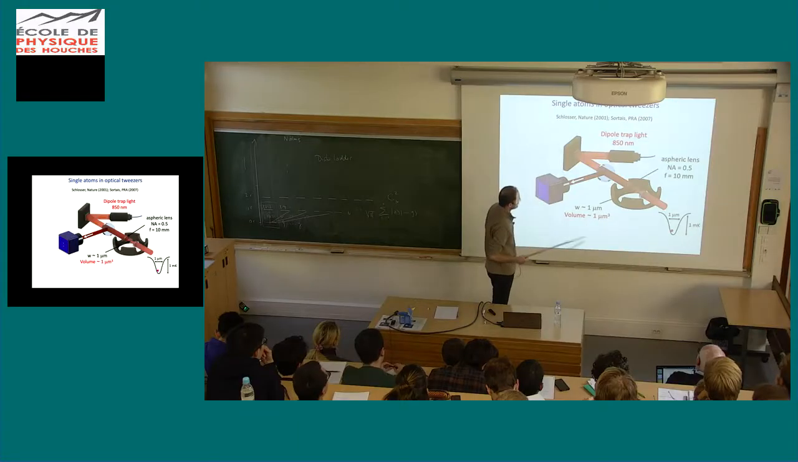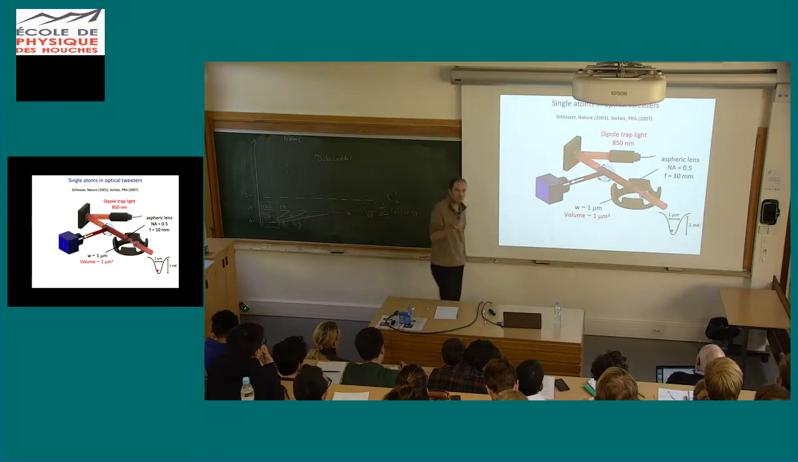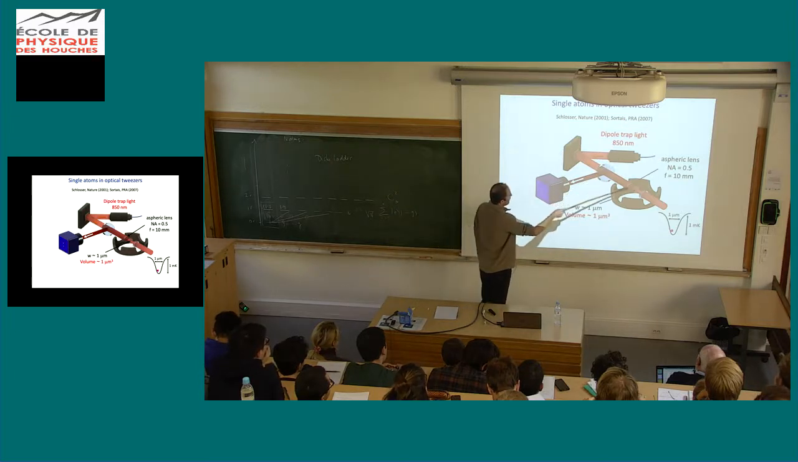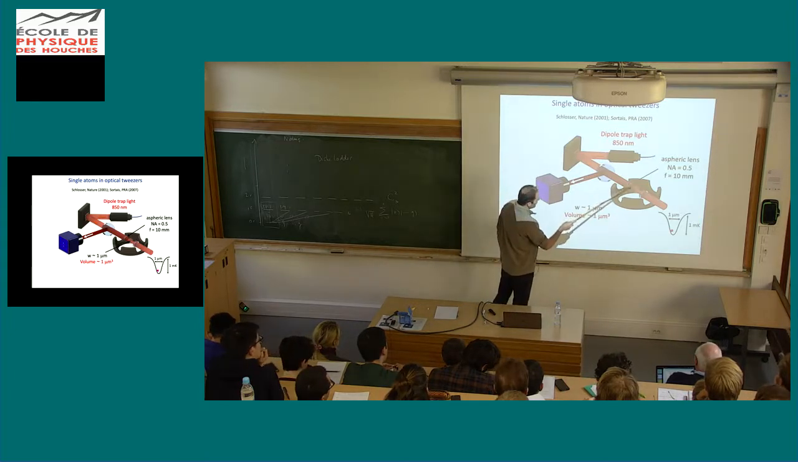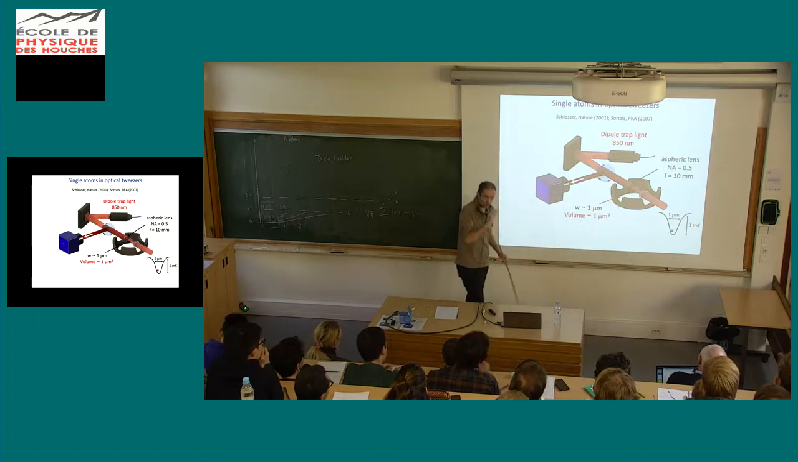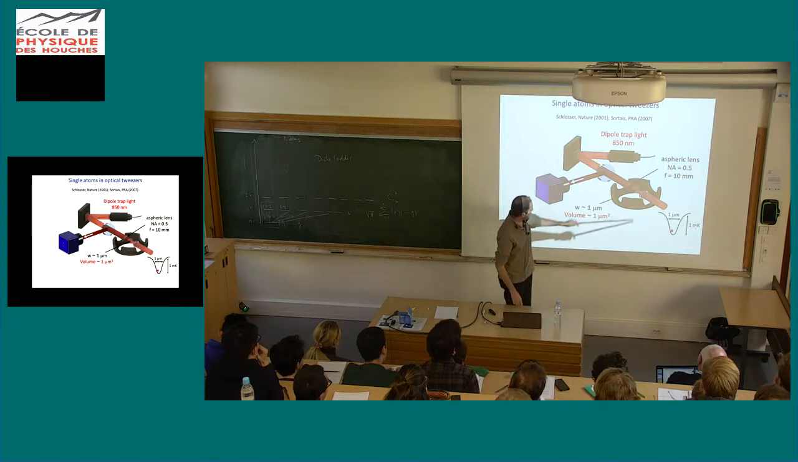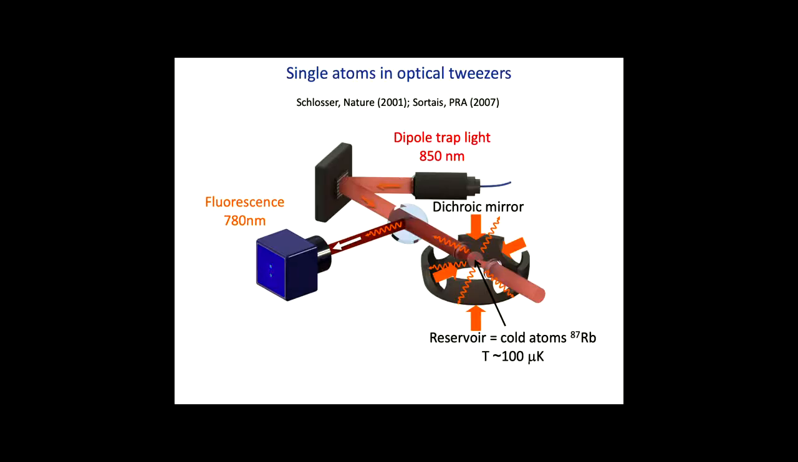So this is a sketch of a typical experiment we have in the group. You can discuss with Kai, who is building one in our group. You have large NA lenses. They can be inside vacuum or outside, in all kinds of configurations, it doesn't really matter. You focus the light coming from a laser, which is the dipole trap laser, on a spot size of 1 micrometer. It acts as a trap at the focal point, and you load this from a cloud of laser-cooled atoms.